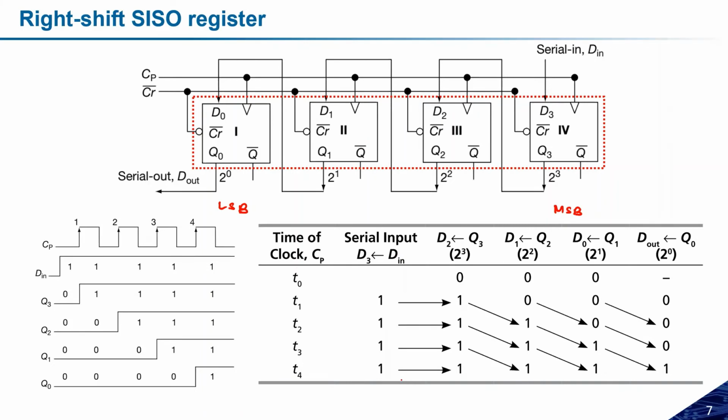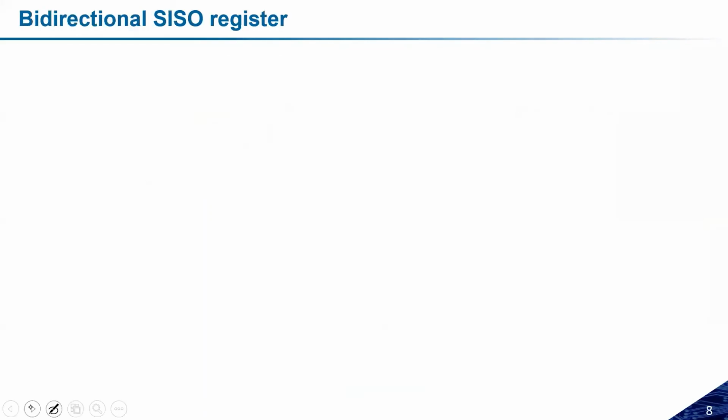So now let us try to recall it. Suppose I want to make a bidirectional serial input serial output register, then what can we do? We know, if we recall the left shift register and the right shift register, the only difference was in the left shift register, input was given to the LSB, and the output was taken from the MSB. If we talk about the right shift register, the input was given to the MSB. So let me write it.